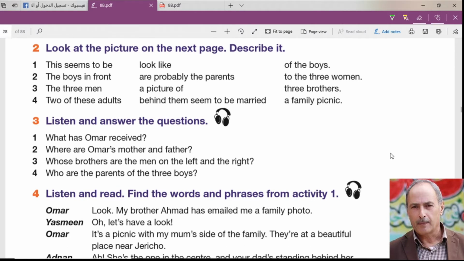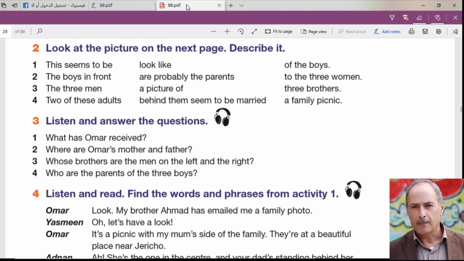Activity number 2. Look at the picture on the next page. Describe it. And here we have sentence parts. So we are going to match these sentence parts to make at least 4 meaningful sentences to describe the picture.